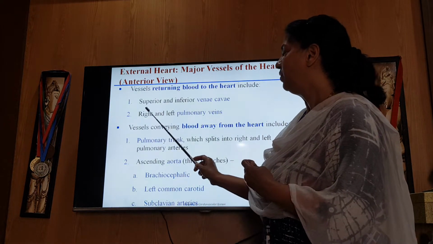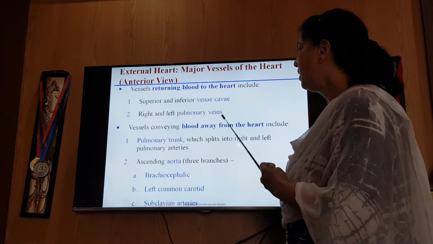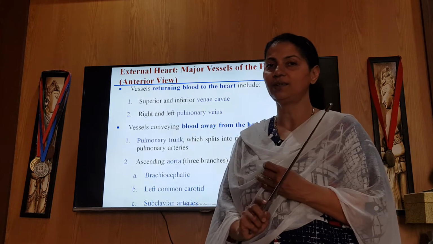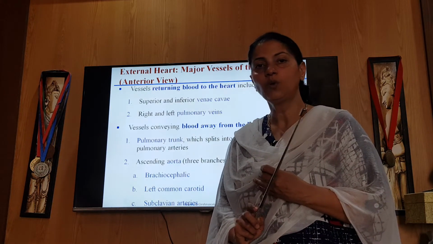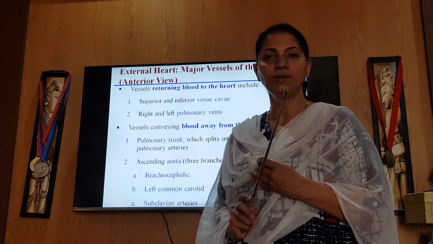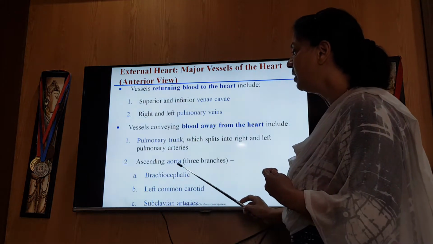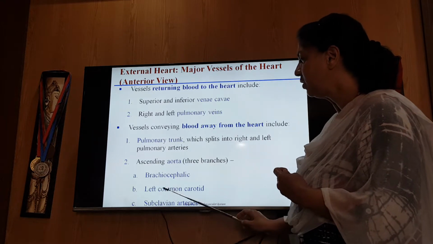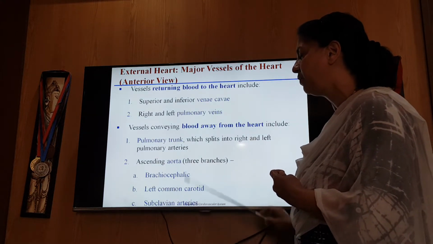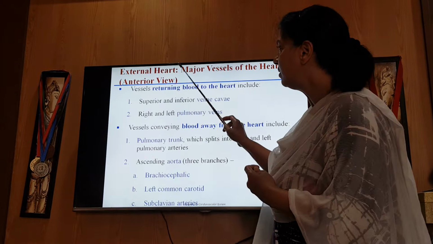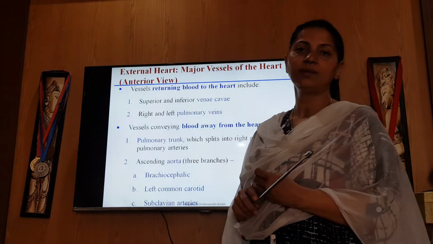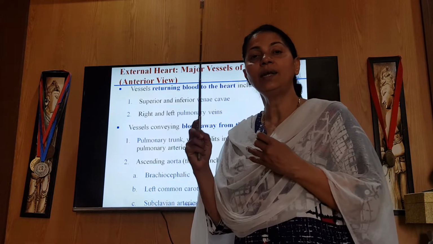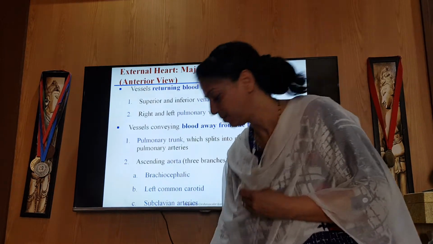Then we talked about right and left pulmonary veins coming to the left side of the heart, the left atrium. So what will go out from the left ventricle? Ascending aorta. It has got three branches: brachiocephalic artery, common carotid artery, subclavian artery. Okay, so these are the large vessels which we can see from the front, or the anterior view, of the heart.